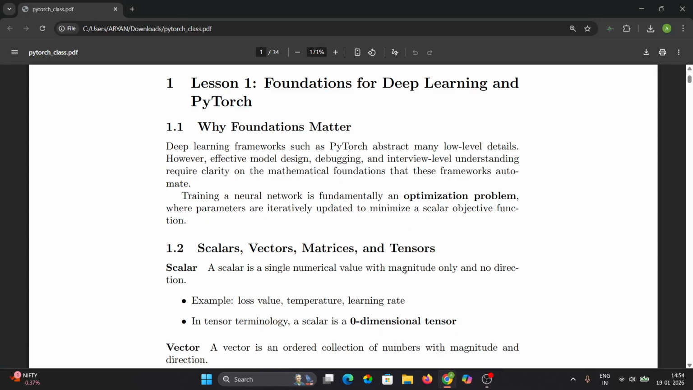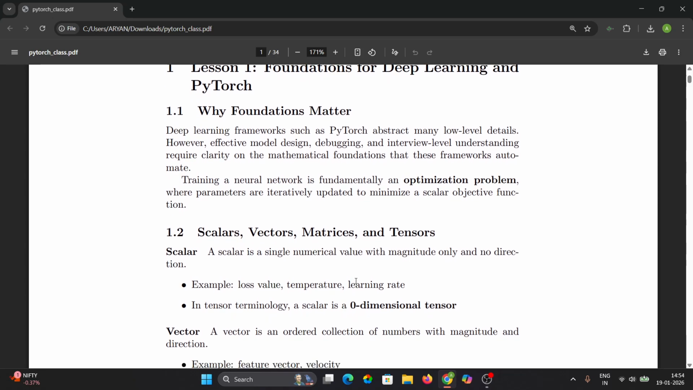Hi guys, today I'm going to start a new series on PyTorch fundamentals and the coding part. I'm going to start with lesson 1, which is foundation for deep learning and PyTorch. First of all, we will know why foundation matters.